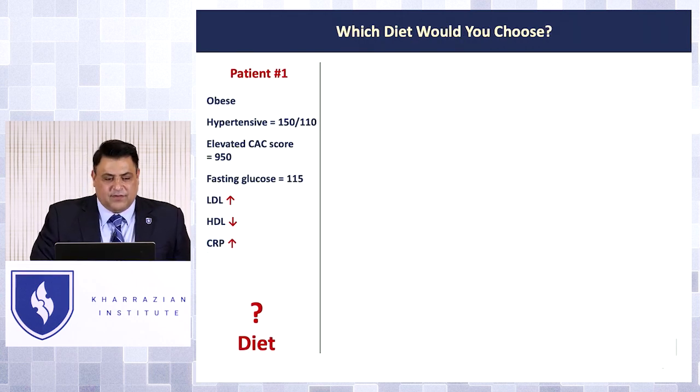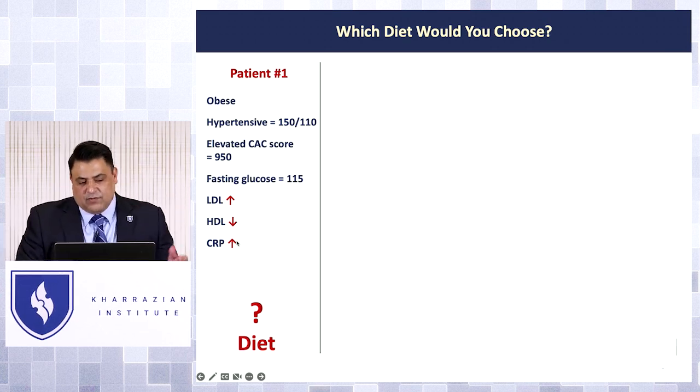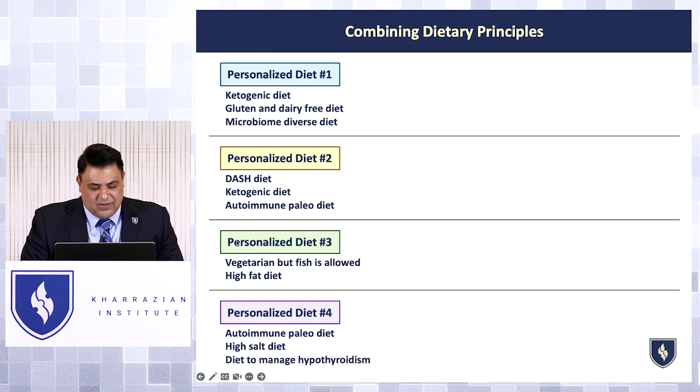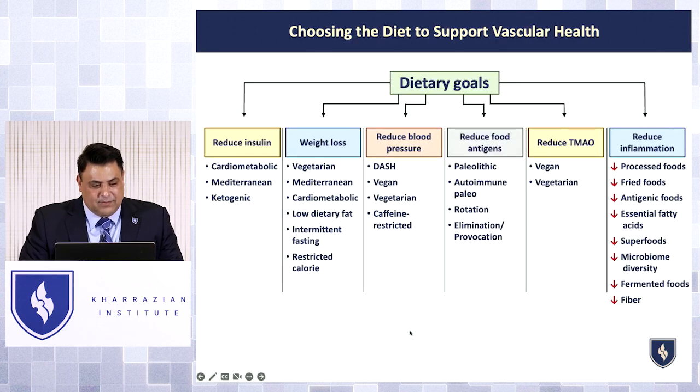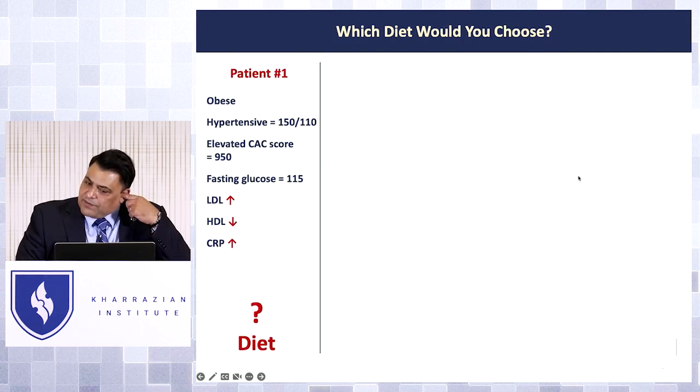So here are some examples. If you had an obese, hypertensive patient with an elevated calcium coronary artery score, fasting glucose was high, LDL was high, HDL was high, CRP was high, which kind of diet would you choose? We definitely want to choose something that reduces their insulin levels. So you may immediately want to go to reducing insulin, whether you choose ketogenic or Mediterranean. That's up to you. Maybe you go completely vegetarian for a while. So these all really make a difference depending on what your goals are.